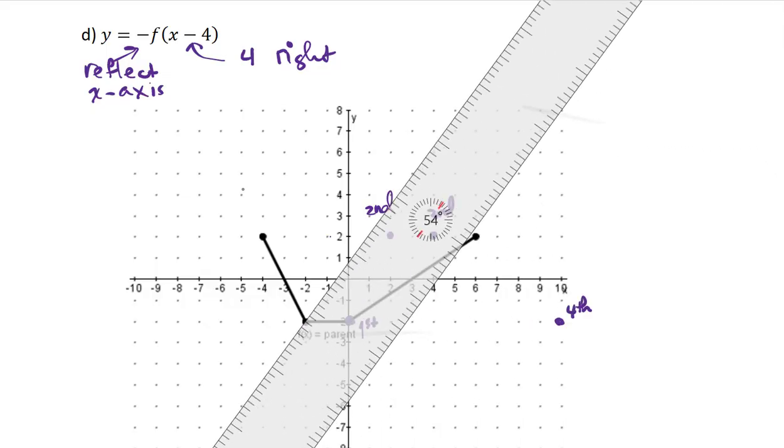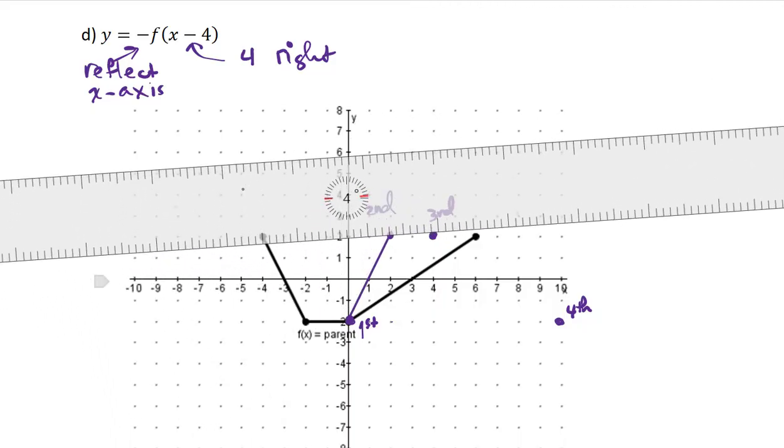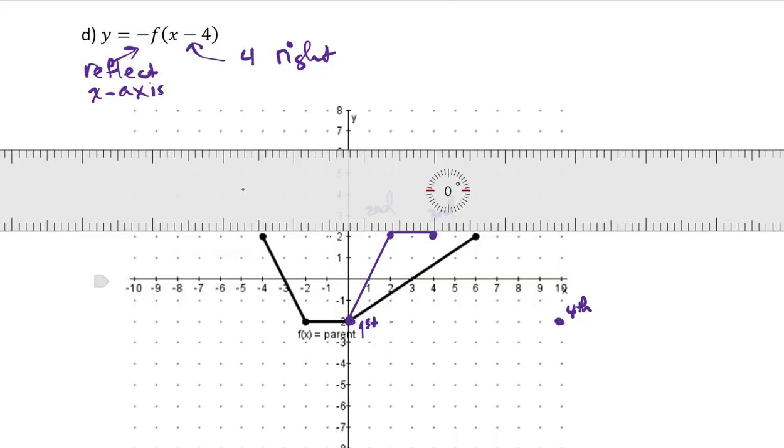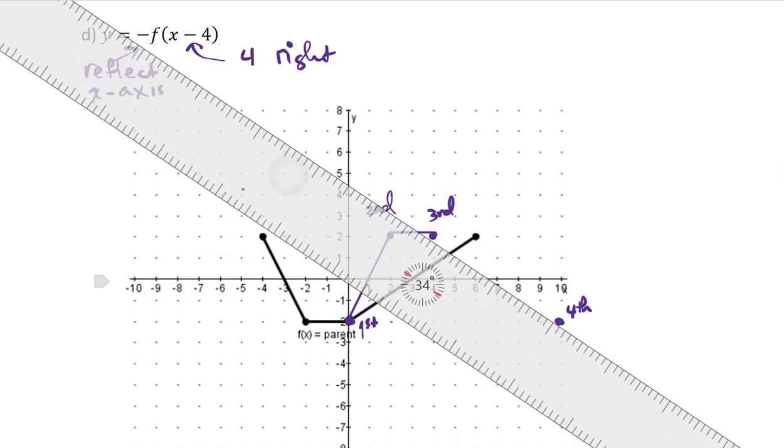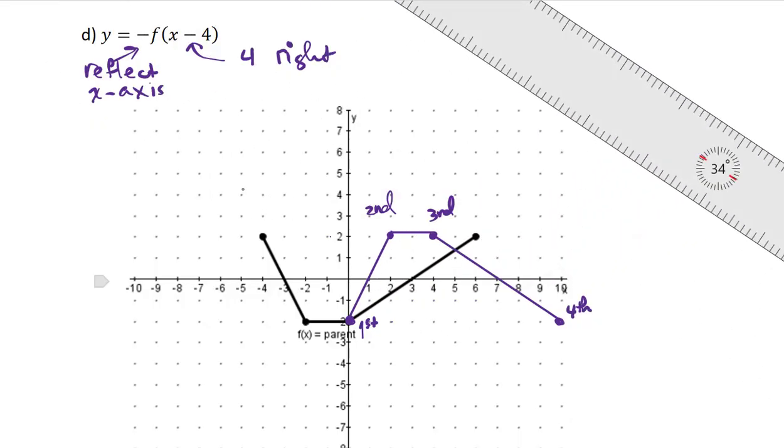So first dot connected to the second dot. Second to the third. And then the third one to the fourth. And that is the graph of the equation y.